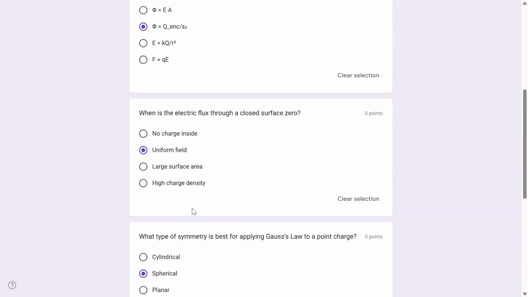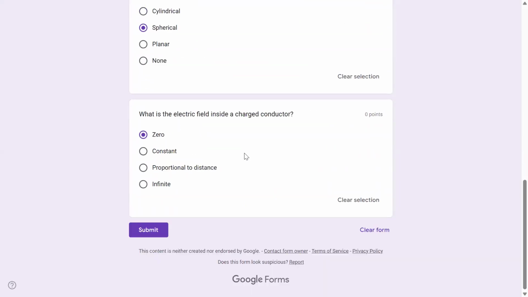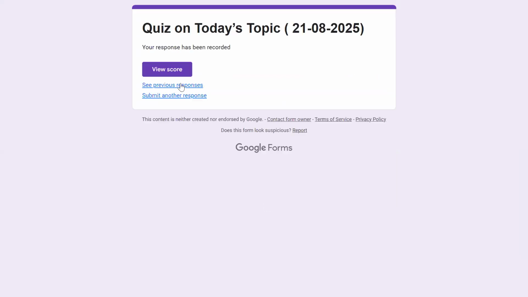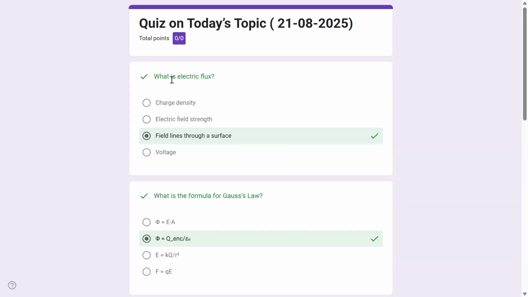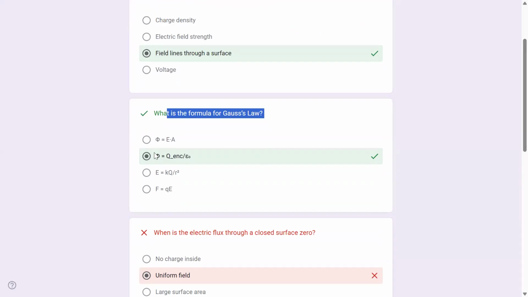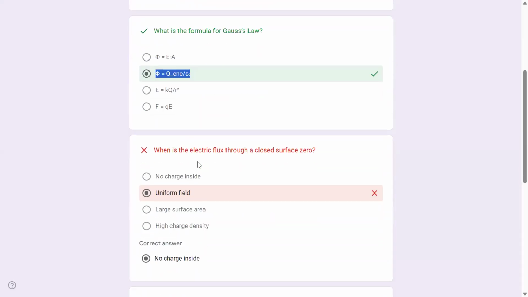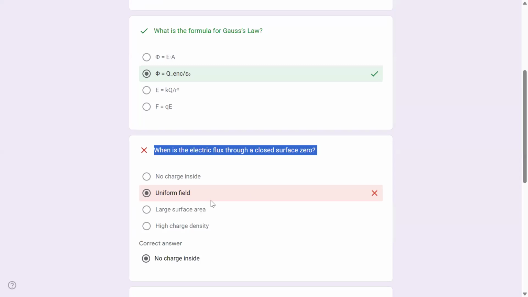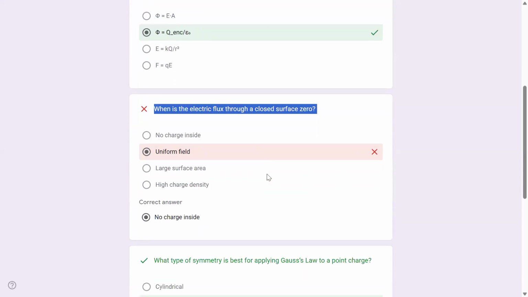So now let's check. What is the electric flux? Field lines passing through the surface. What is the formula of Gauss law? Q enclosed by epsilon naught. And the third one: when is the electric flux through the closed surface zero? Many of the students said uniform field, that is option B. No, it is wrong.